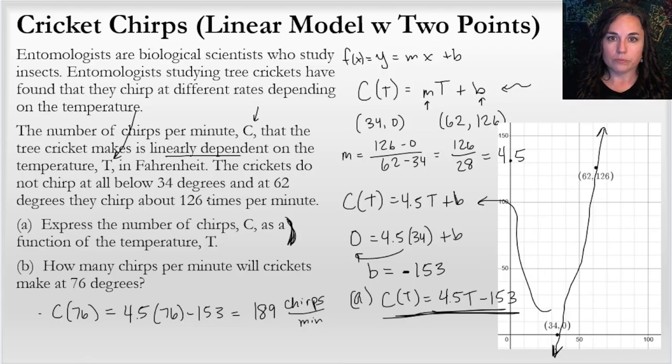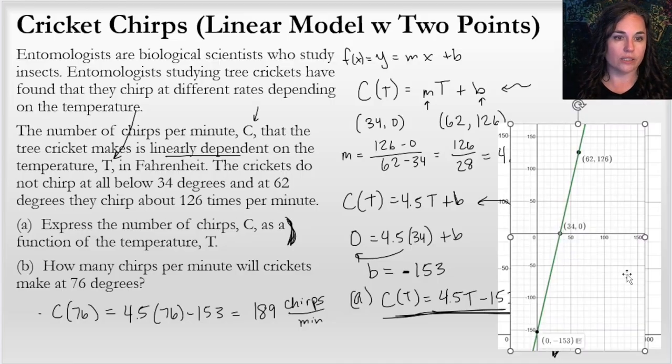Okay. I can double check where that is on the graph. I can make sure that my lines fit. So there's that line, that green line is the function. And I can see that when I have 76, that's somewhere in here, right? When I have 76, I'm going to have, oh, it goes off the graph. I'm going to have 189 chirps. And then there's that y-intercept, negative 153, that I solved for.